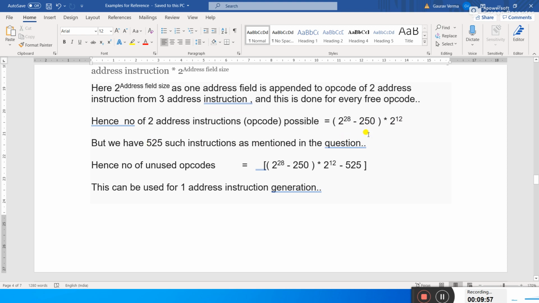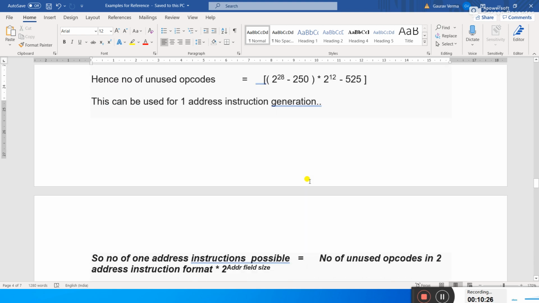Now for the 2 address, it is already 525, which is given in the question. Now I have to subtract this 525 to get my remaining instructions. It is 2 to the power 28, the value I already got, and now I subtract 525. The remaining is unused space, which is for the one address or zero address instructions.